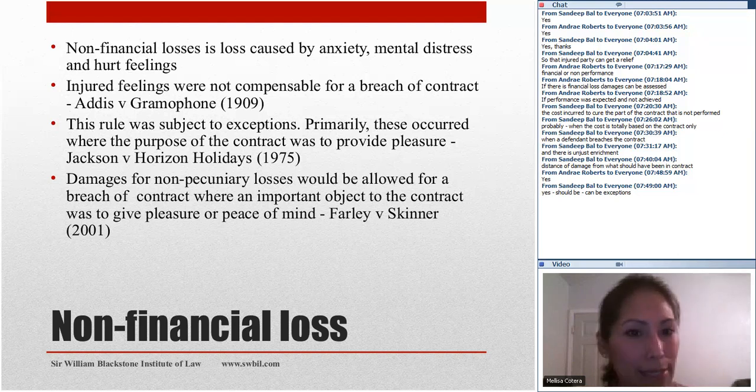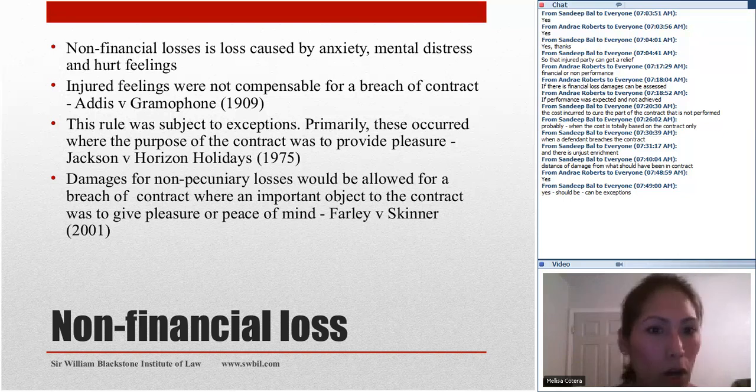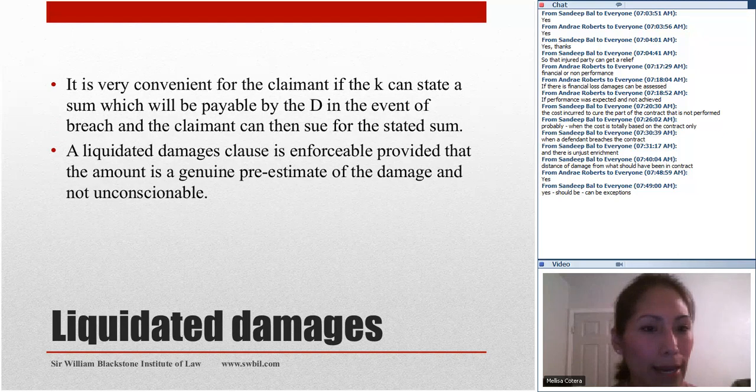Please read this case, Farley versus Skinner, to understand this a little more. We are running out of time, and I want to finish with equitable remedies as well. So I invite you to read this case, Farley versus Skinner, to understand this concept. Let's go to the other slide.